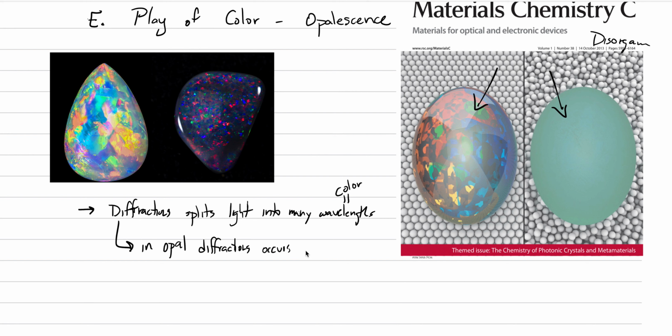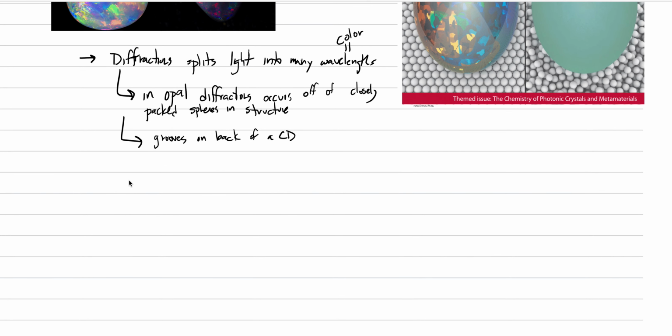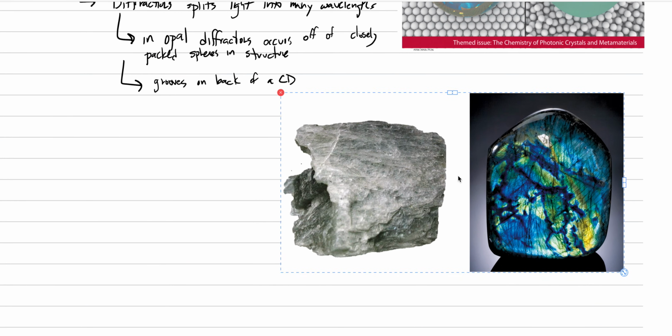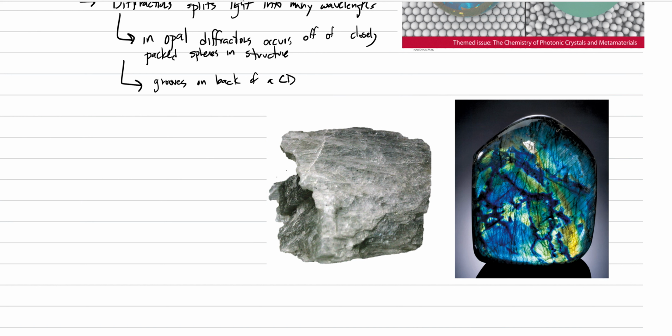So in opal, diffraction occurs off of closely packed spheres in structure. The equivalent is grooves on the back of a CD. We don't see play of color in very many minerals, but there are some. So opal is one, and then the other example that we're going to see play of color in is a type of plagioclase feldspar that's called labradorite.